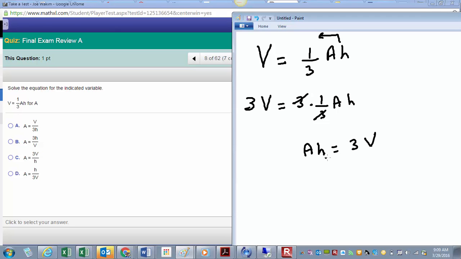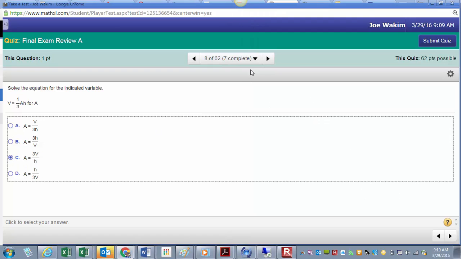We don't care about AH, we care about A. Let's divide both sides by H. And therefore A now, which is by itself, is 3V over H. That's the final answer. 3V over H. A equals 3V over H. So C is the answer. Let's try number 9.